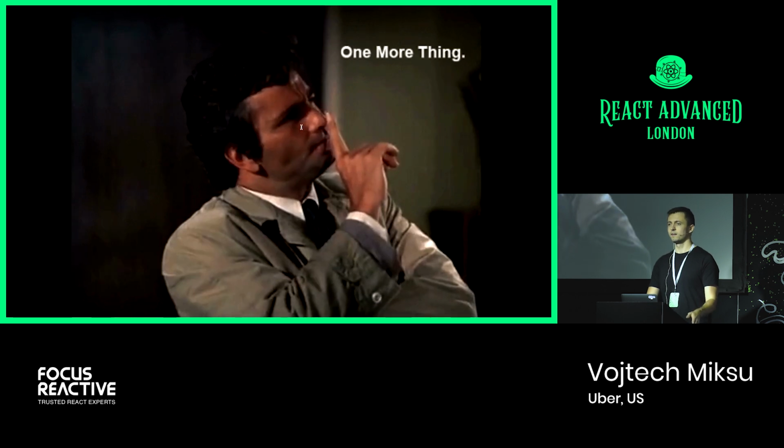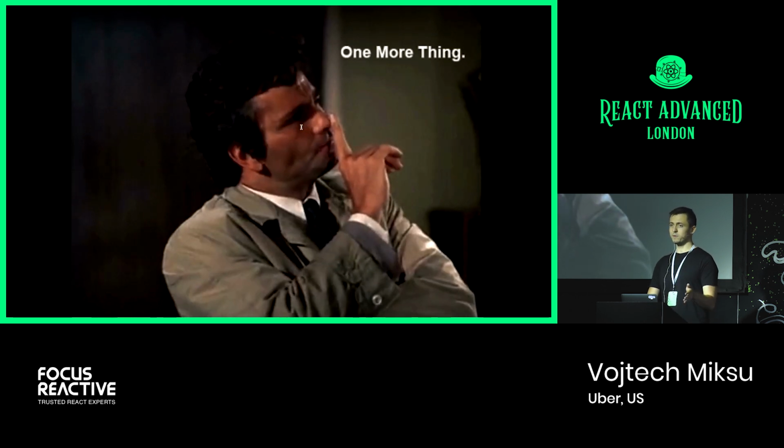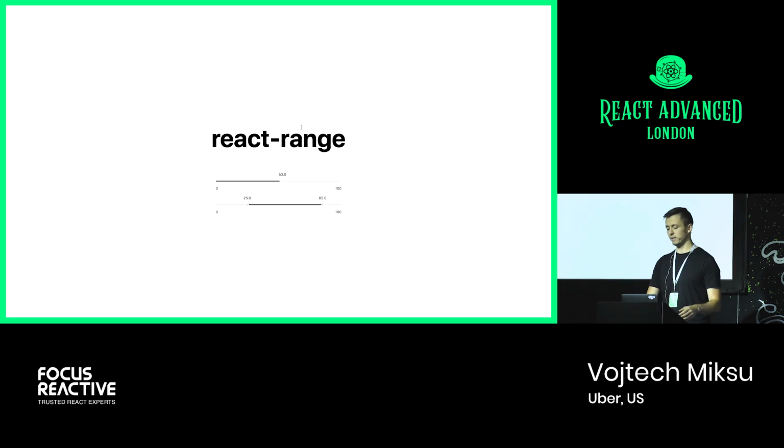And there's one more thing. The sortable list isn't the only component that uses drag and drop. We also built React Range for sliders. And it has a very similar API. It's using the same principles. So you can also fully customize it. It's also accessible. It also works on phones.